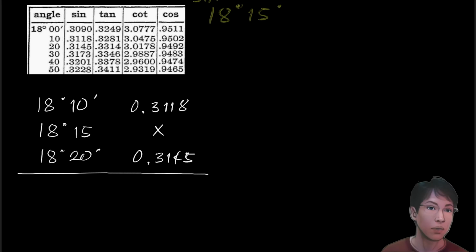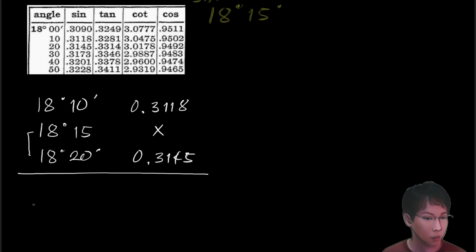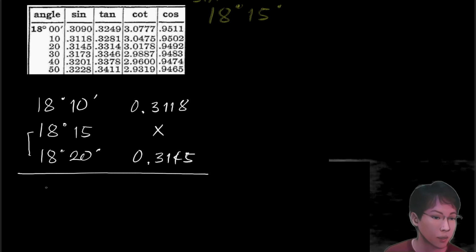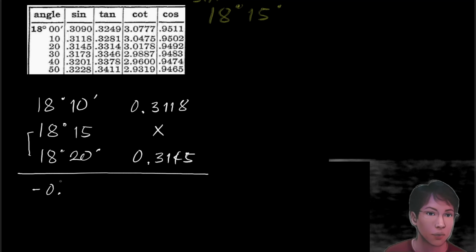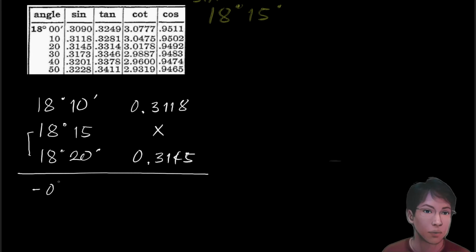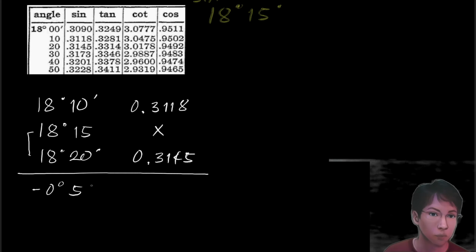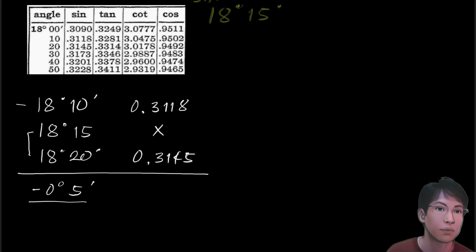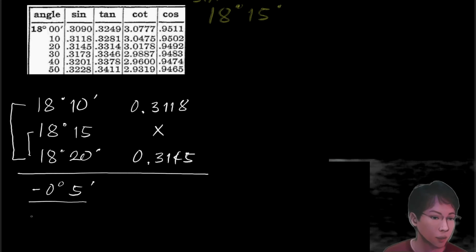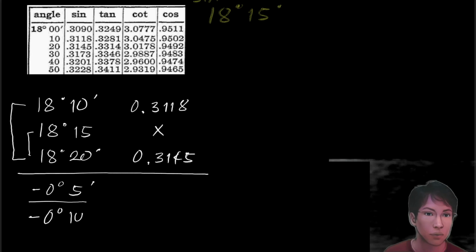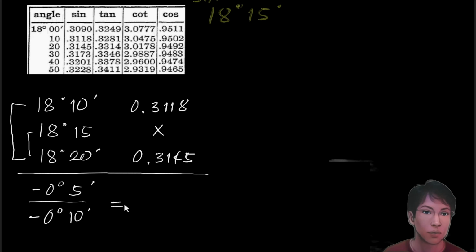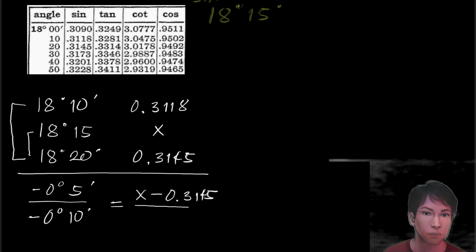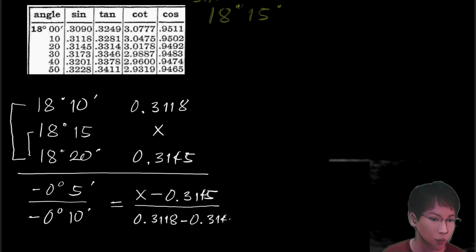Of course, I'll be doing it like this. This one minus this one: the difference between the two is negative 0 degrees 10 minutes, and 0 degrees 5 minutes over that should be equivalent to x minus 0.3145 over 0.3118 minus 0.3145.